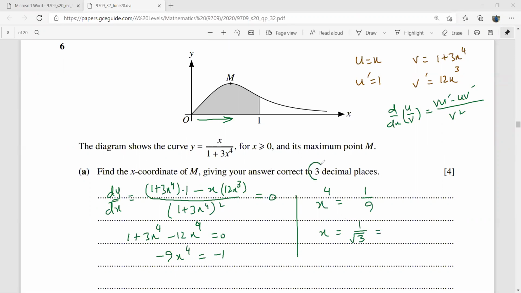And we have to give the answer correct to 3 decimal places. So this is 1 divided by the square root of 3. That is 0.577. Remember, we only have to find the x coordinate. It says find the x coordinate. So don't waste your time finding the y coordinate or the second derivative.